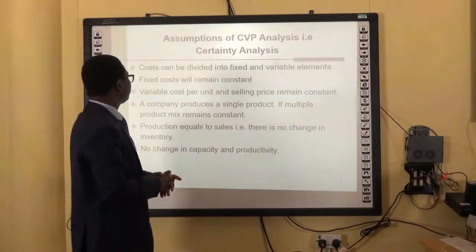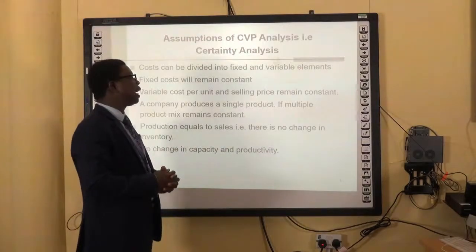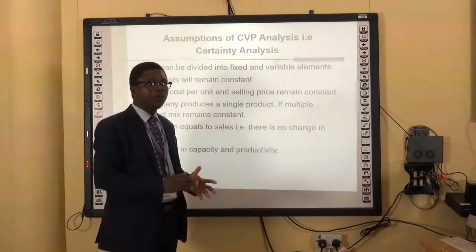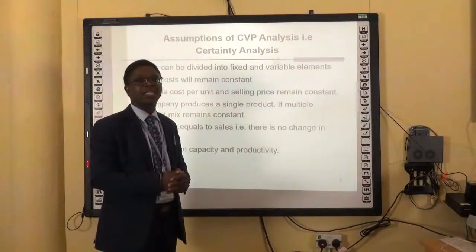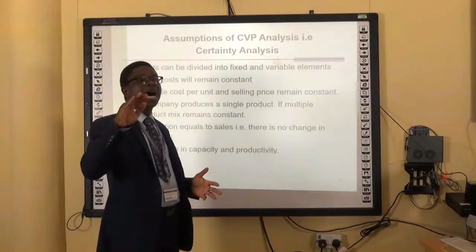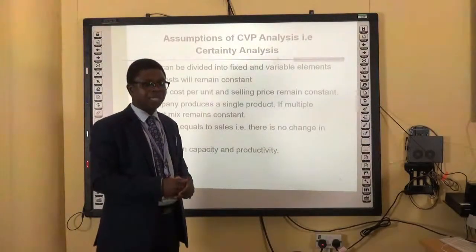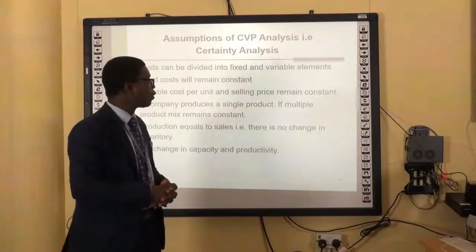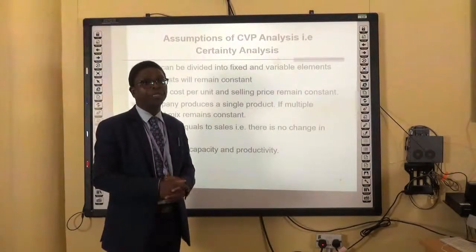Also, another assumption is that variable cost per unit and selling price must remain constant. Even though total variable cost will increase, as you will see later in the lecture, as volume or activity level increases, notwithstanding, variable cost per unit must remain constant. Also, selling price must also remain constant.